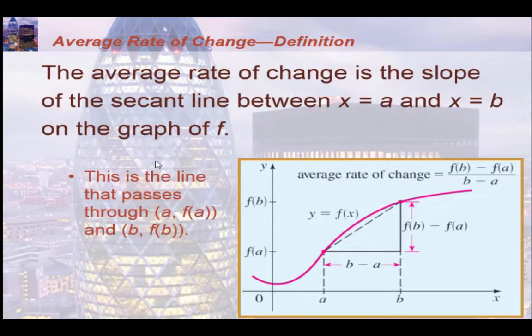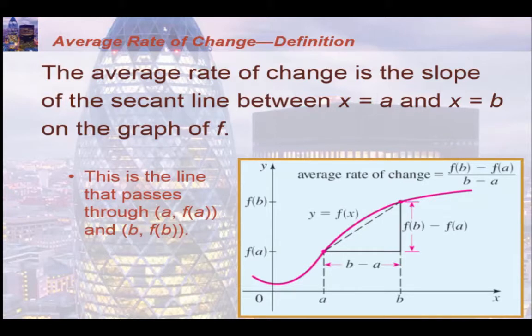Hopefully that makes it a little more understandable. This is the line that passes through the ordered pair a comma f of a, which is really x comma y at this point, and b comma f of b, which would be this point.